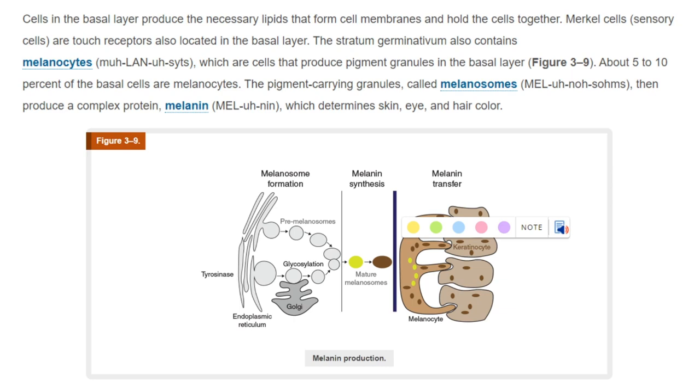The stratum germinativum also contains melanocytes, which are cells that produce pigment granules in the basal layer, figure 3.9. About 5 to 10% of the basal cells are melanocytes. The pigment-carrying granules, called melanosomes, then produce a complex protein, melanin, which determines skin, eye, and hair color.